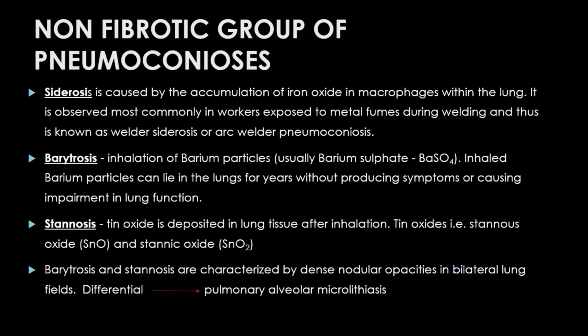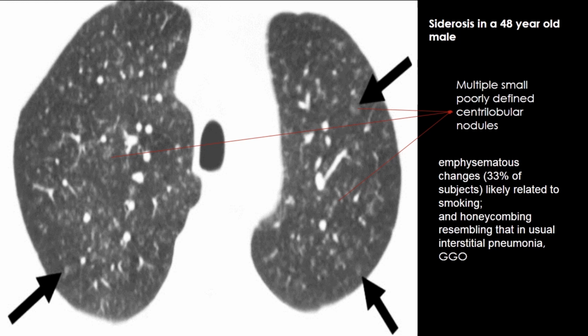Then coming to stannosis. Tin oxide is deposited in lung tissue after inhalation. Tin oxides, that is stannous oxide and stannic oxide. Barytosis and stannosis are characterized by dense nodular opacities in bilateral lung fields. The differential includes pulmonary alveolar microlithiasis. This is the axial CT chest in a lung window in a patient of siderosis where you can find multiple small poorly defined centrilobular nodules.